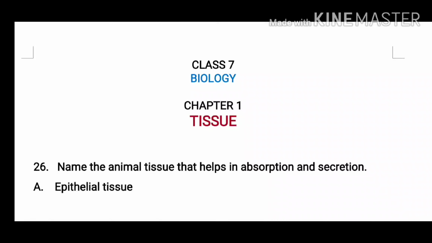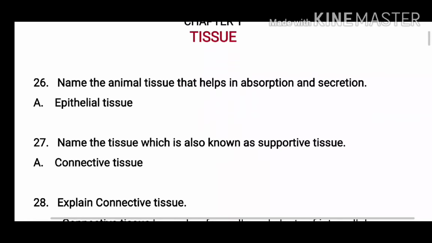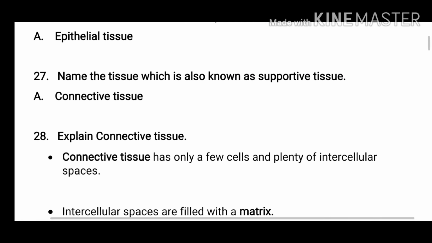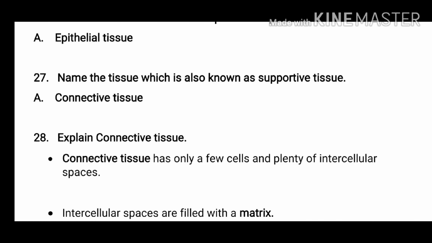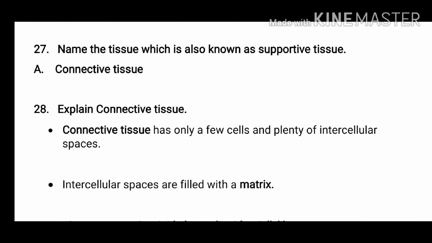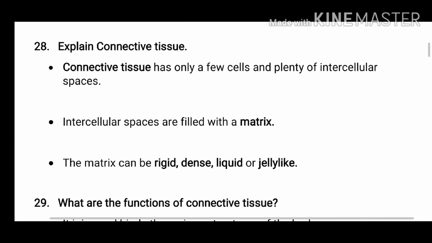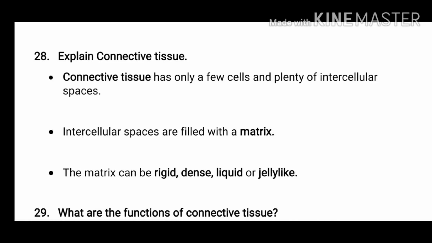Now let us see the 26th question of this lesson. Name the animal tissue that helps in absorption and secretion. Epithelial tissue. Next one, name the tissue which is also known as supportive tissue. Answer, connective tissue. Next question, explain connective tissue.